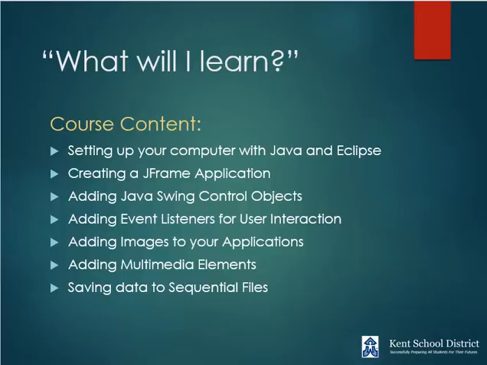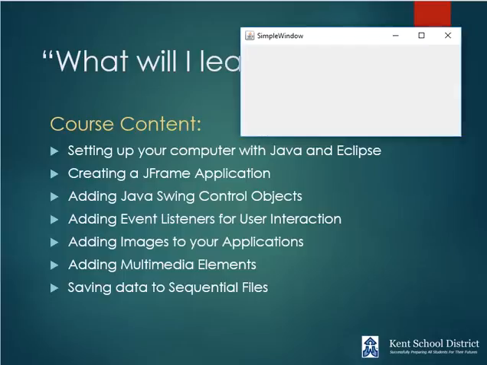One of the first things we'll teach you how to do is to create a JFrame application. And a JFrame application is simply a window. And you can see here's a simple window. As you can see, it has a title bar, it has a minimize, it has a maximize, it has a close box, and then it's a rectangular shape where you can put different things on the page.